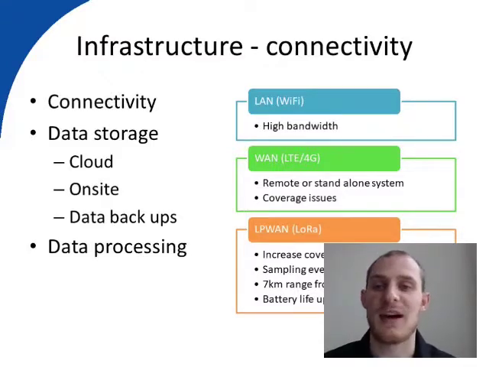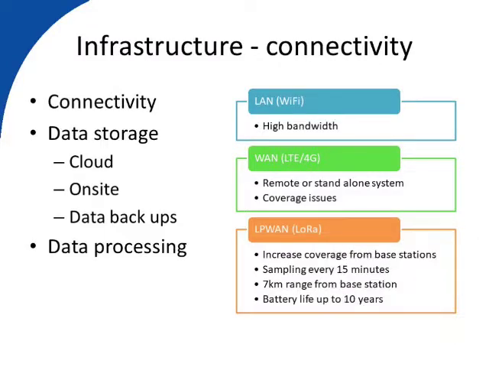The last one is low power WAN, low power wide area networks. This will increase coverage from the base station. Rather than Wi-Fi, where you have to put repeaters every 100 meters or so, you can get up to 7 kilometers within an urban environment. If sampling every 15 minutes is okay, battery life will last up to 10 years once it's deployed. What's really powerful about this is sensing environmental conditions, such as light levels, temperatures, and humidities, understanding how different environments work. You can really do that with 15-minute sampling.